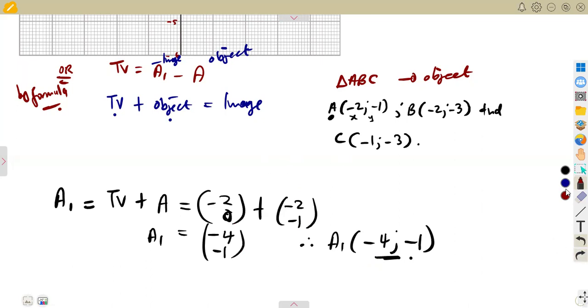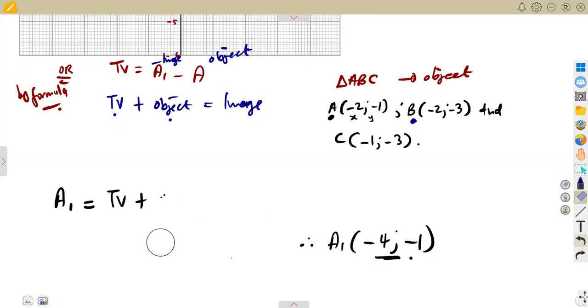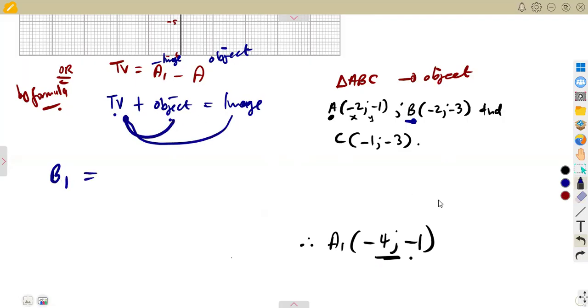So you're going to do the same thing for B, because we also need to know what is the image that corresponds to the point B. So the image of B is simply the translation vector plus the object. The translation vector is not going to change. All right, let me just write our translation vector here. Remember, our translation vector was minus 2, 0.